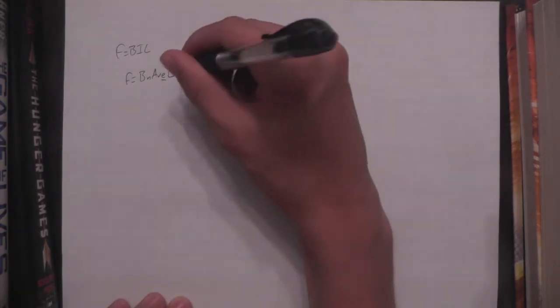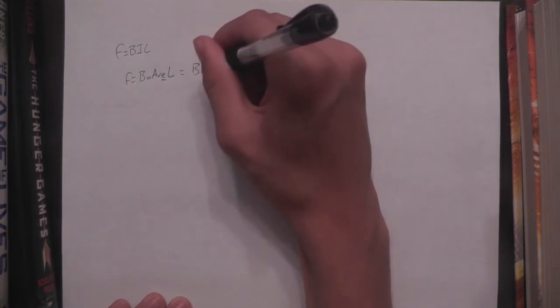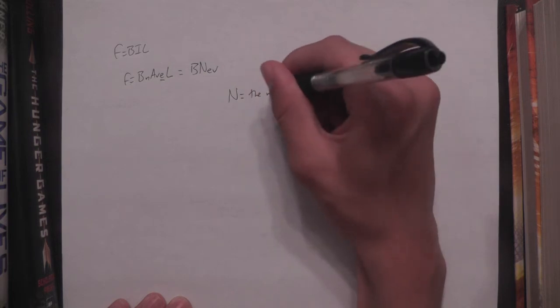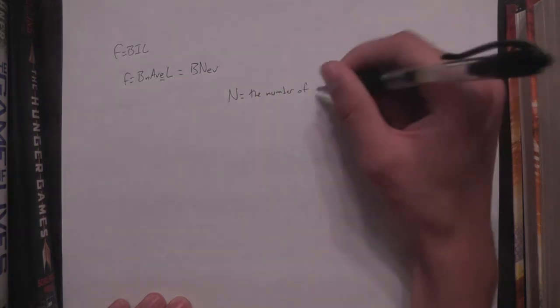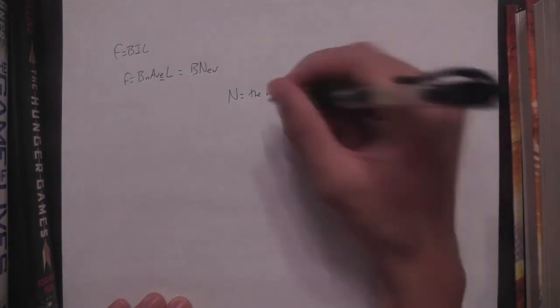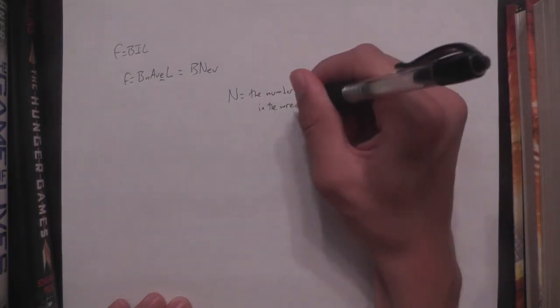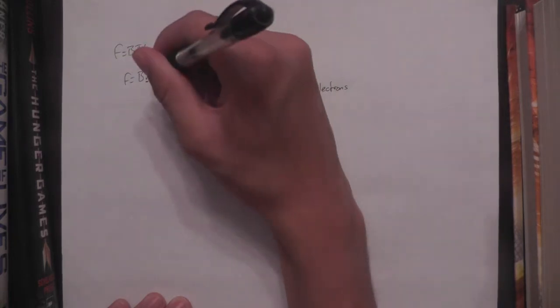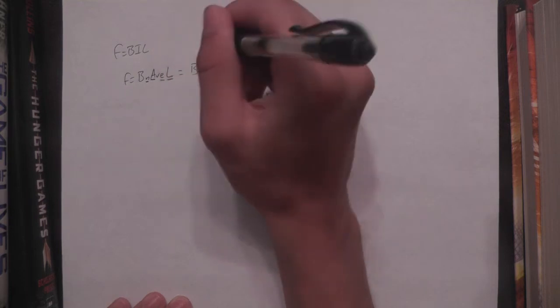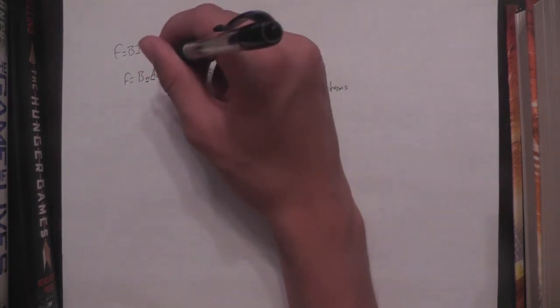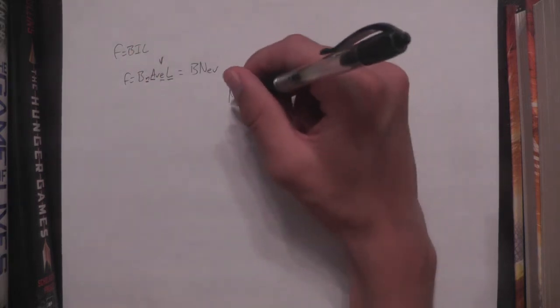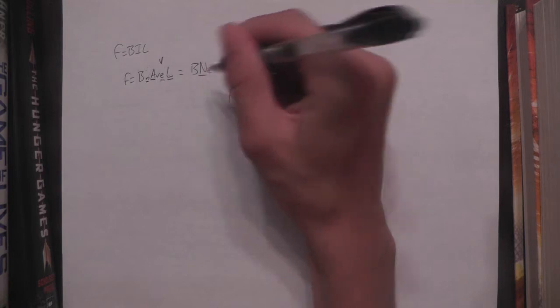There it is. Now, this can also equal BnAveL, where n equals the number of electrons in the wire, right? Because the n is the number of electrons per unit volume, and the A is the area, and the L is the length. Area times length is volume, and that's the number of electrons per unit volume times volume, so those all combine to make the number of electrons, which is N. So you just replace them all with N.